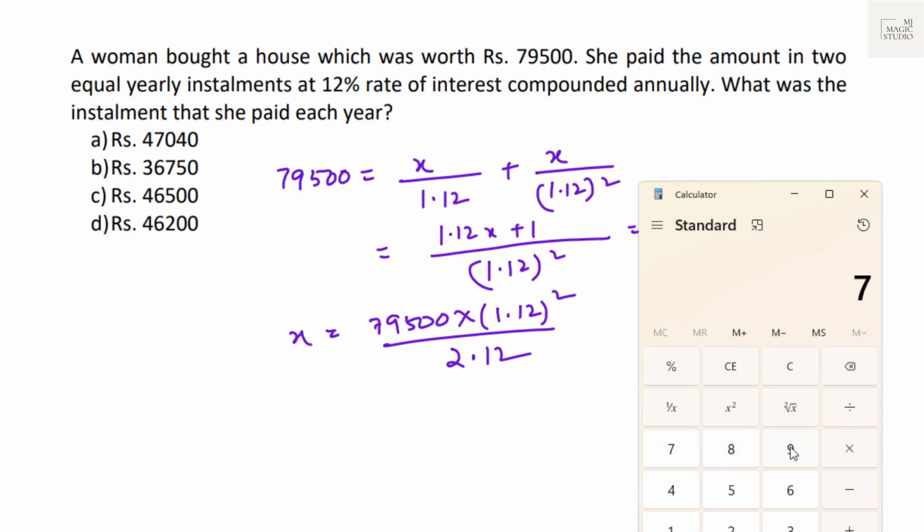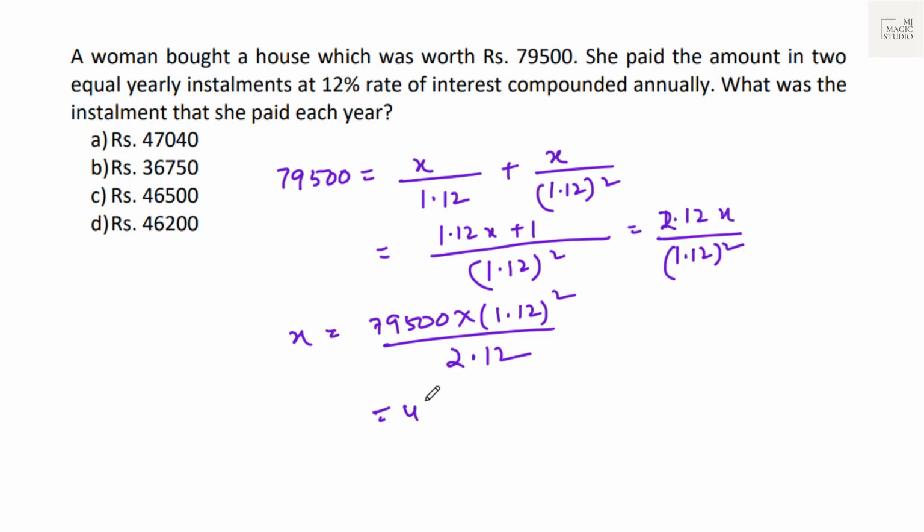On the screen calculator we have 79,500 into 1.12 into 1.12 divided by 2.12. That gives 47040. So the installment amount which she is paying each year is option A, 47040.